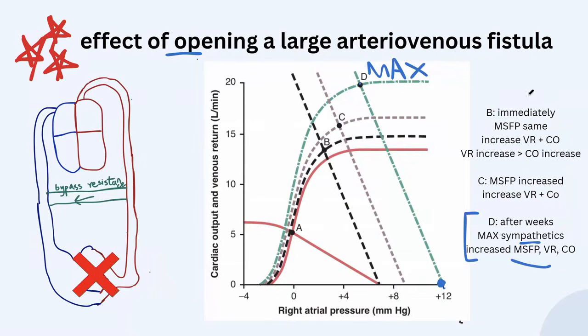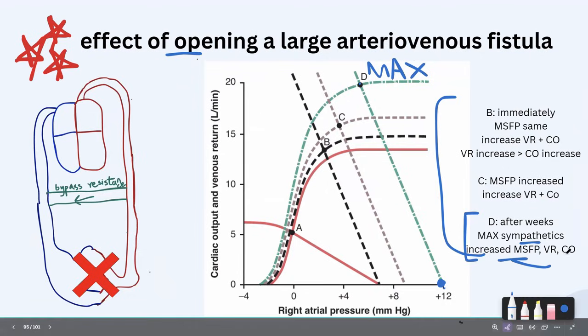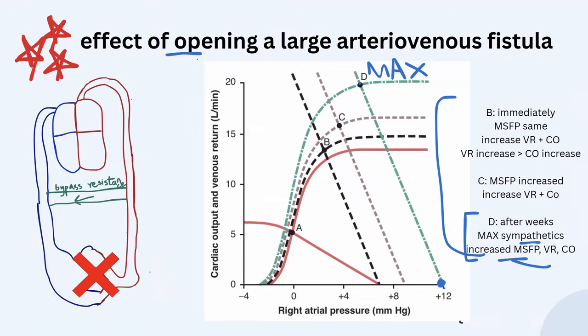Okay, so I just want you to remember these points and never forget that immediately after you place the fistula, there is no increase in MSFP. However, after a few minutes, MSFP will increase because of sympathetic stimulation. After a few weeks, maximum sympathetic stimulation, and you have way more increased MSFP, VR, which is venous return, and cardiac output. Okay?